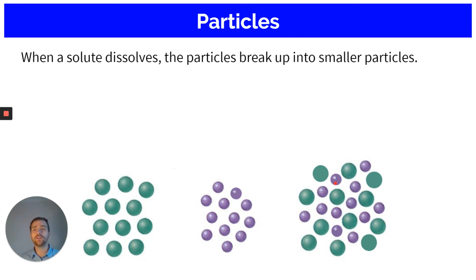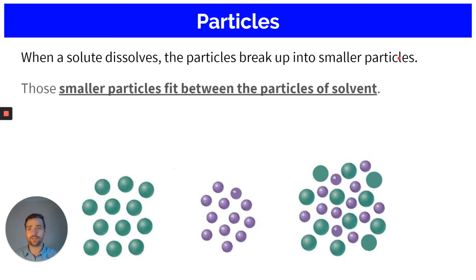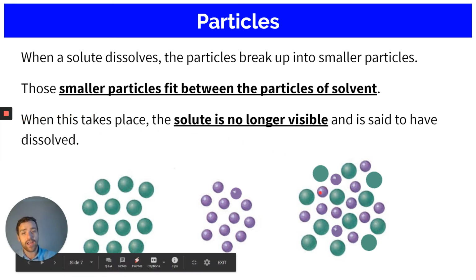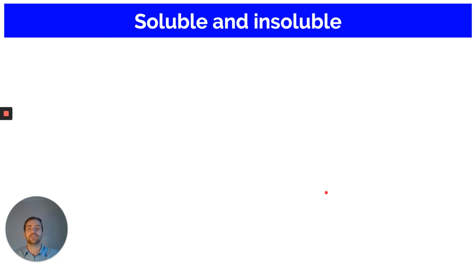So when a solute dissolves, the particles break up into smaller particles. Those smaller particles fit between the particles of the solvent. When this takes place, the solute is no longer visible and is said to have dissolved. It's no longer visible. It hasn't disappeared. It's dissolved. It's still there. It's between the solvent particles. It is still there. We just can't see it. All right, that's dissolving.